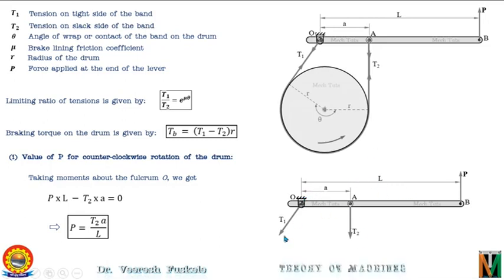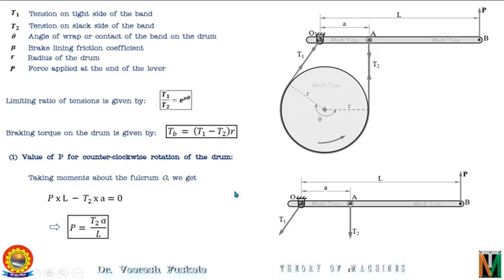As the force T1 is passing through the fulcrum point, its moment will be 0, as discussed in the earlier case also. So we can write the moment equation as PL minus T2A is equal to 0. PL is the positive anticlockwise moment and T2A is the negative clockwise moment. So this will give us P as T2A upon L. So this is how you can find out the value of applied force in both the clockwise and the anticlockwise rotation of the drum. And this is all about the analysis of the simple band brake.